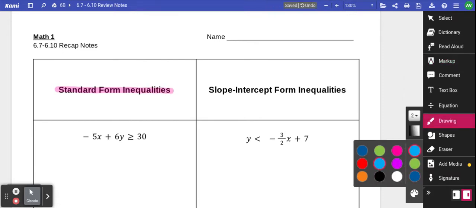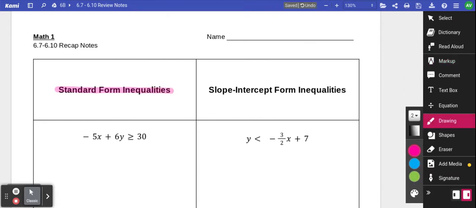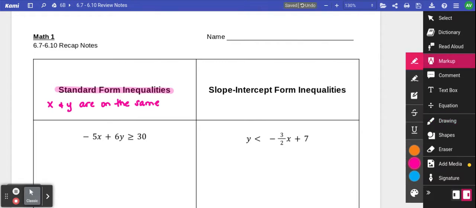When you're looking at a problem, you're going to know that this is a standard form inequality because the x and the y are on the same side of the problem. You can see that the x and the y are on the same side of the problem. They're both on the left side of the inequality symbol.